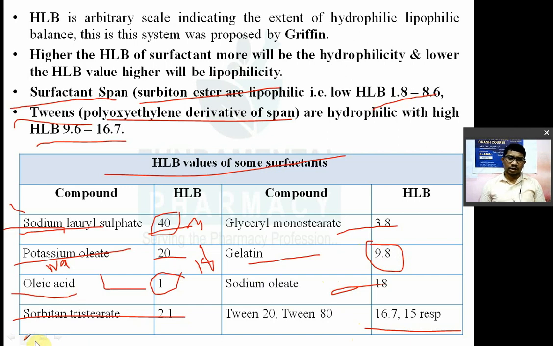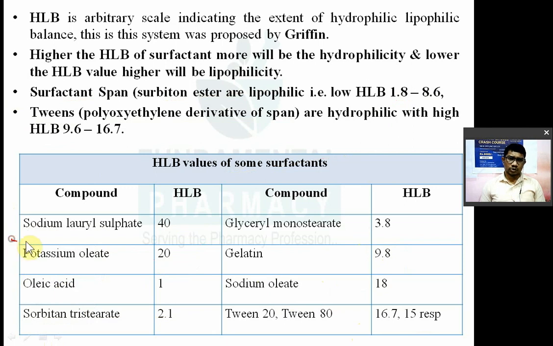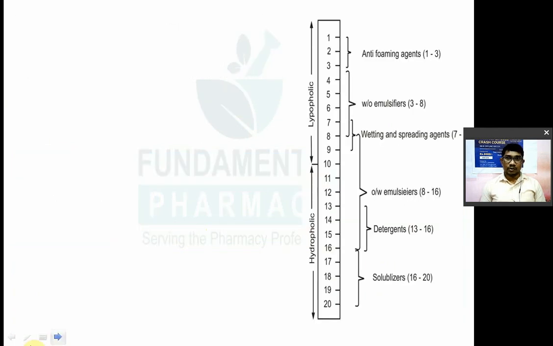So remember sodium lauryl sulfate is 40, and this is the most commonly used surfactant. Whatever shampoos and soaps you are using, this sodium lauryl sulfate is in them. Sodium lauryl sulfate is a carcinogen also. You can see the HLB values over here. Many questions have come on this.